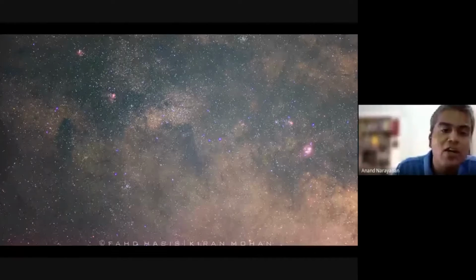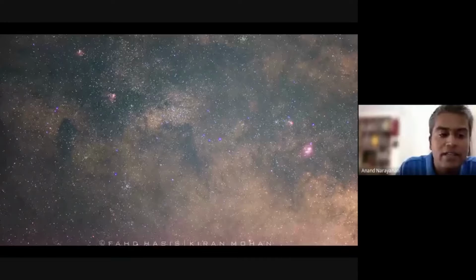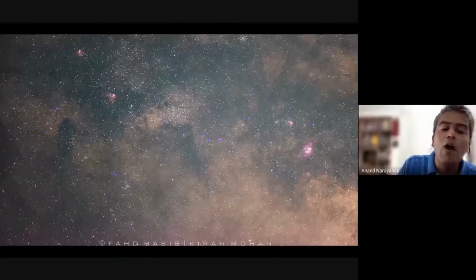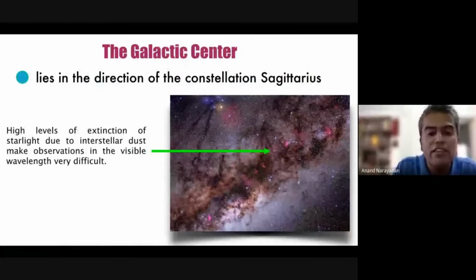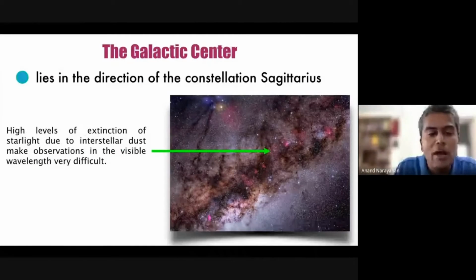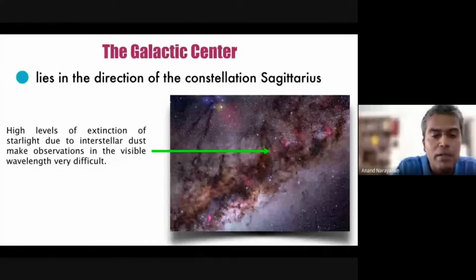That's because of this thick cloud of gas and dust. So what astronomers have been trying to do is look outside of the visible wavelength region. As you know, the electromagnetic spectrum runs from radio to gamma rays, and in the visible wavelength, the light is severely extinguished because of dust. But outside of the visible wavelength region, it is possible to look into the galactic center.